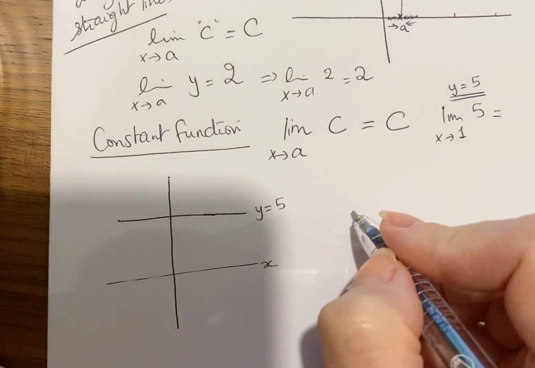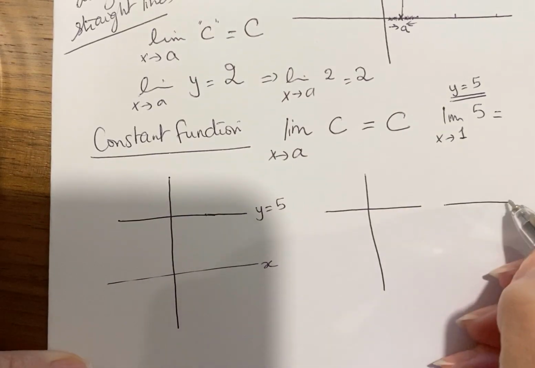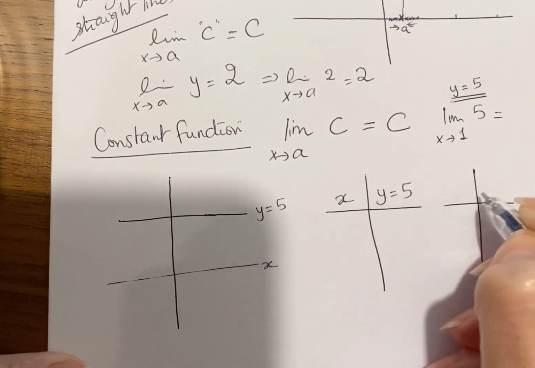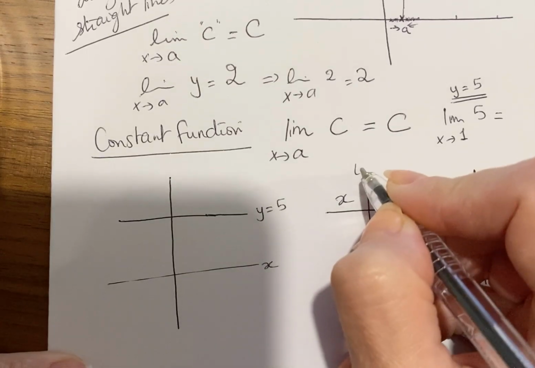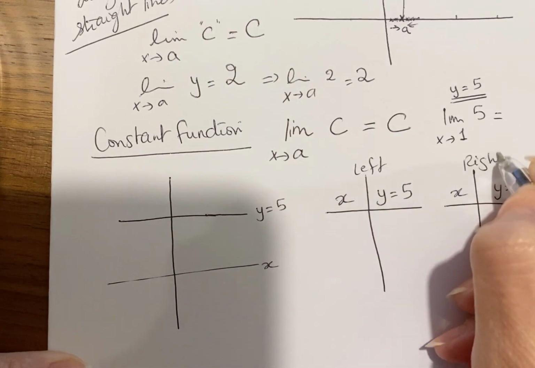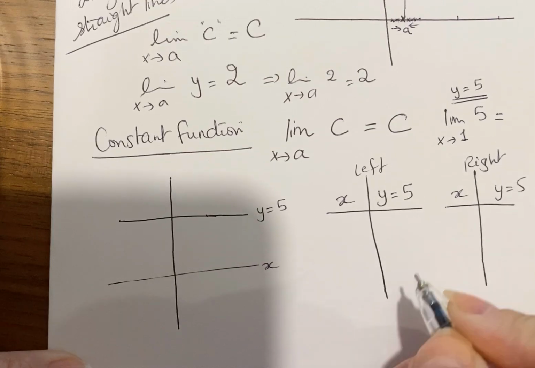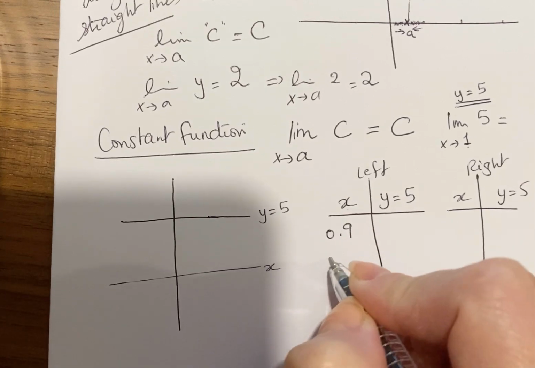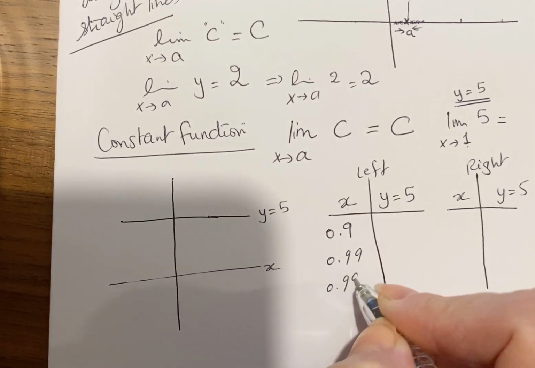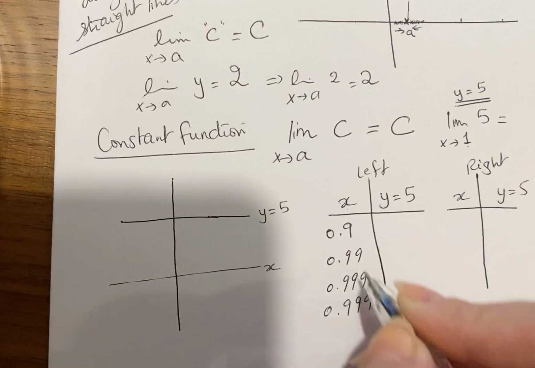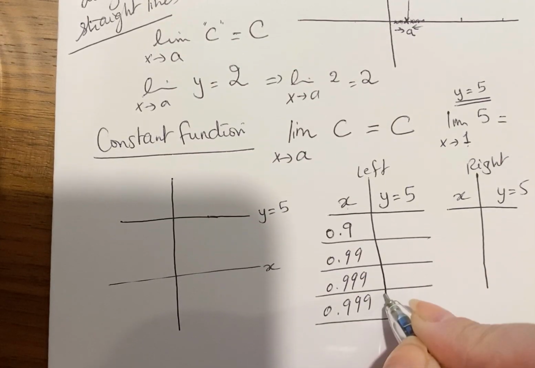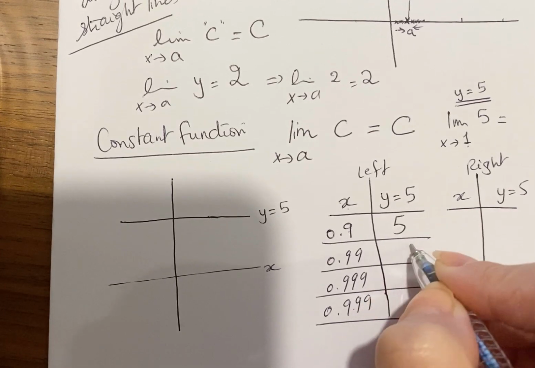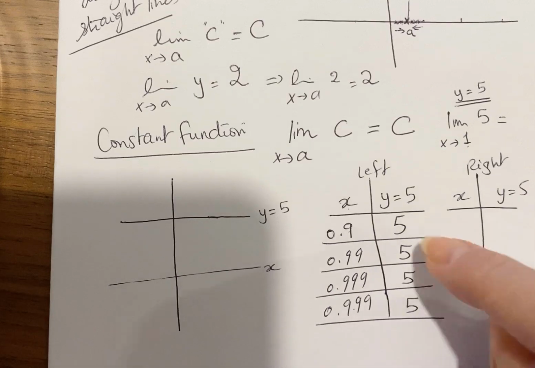All right? But now I will use a table of values to prove. This is x. This is the function y equals 5, from the left and from the right. From the left, I choose values of x close to 1, but from the left. What are values of x close to 1, but from the left? 0.9, 0.99. When I take those x values and I substitute them in the constant function 5, what will my answer always be? 5.